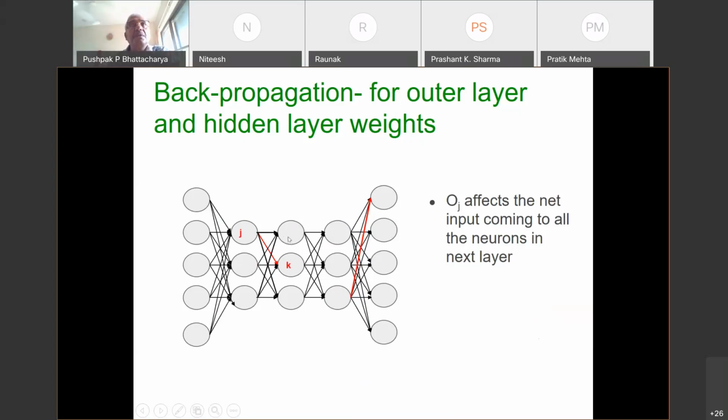So we have to apply some other idea. And this other idea is chaining of partial derivatives. So let me repeat this point. The chaining of partial derivatives is at work when we are training weights by backpropagation.